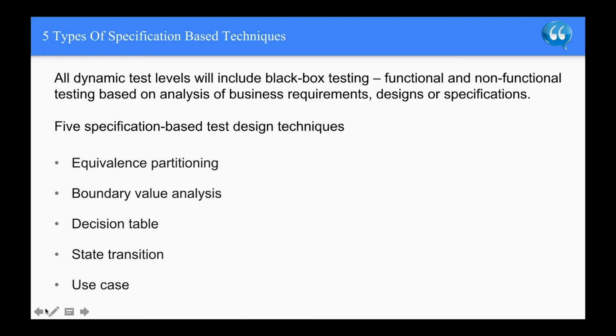Five types of specification-based techniques. All dynamic test levels will include black box testing, functional and non-functional testing, based on analysis of business requirements, designs, or specifications. So the five specification-based test design techniques are equivalence partitioning, boundary value analysis, decision table, state transition, and use case.